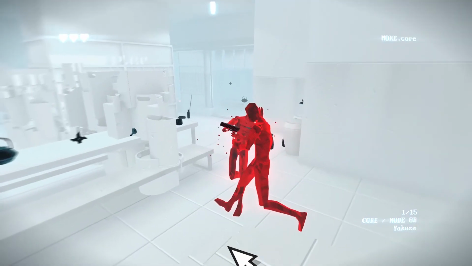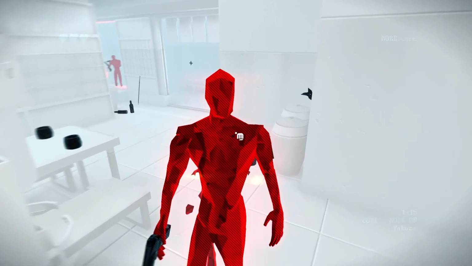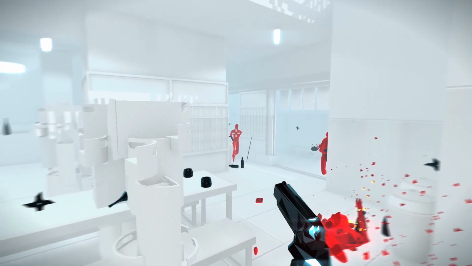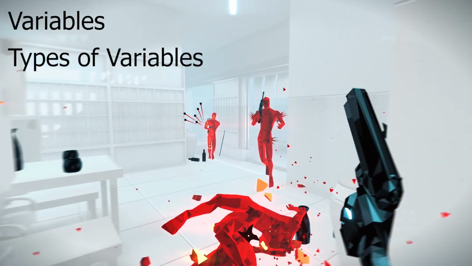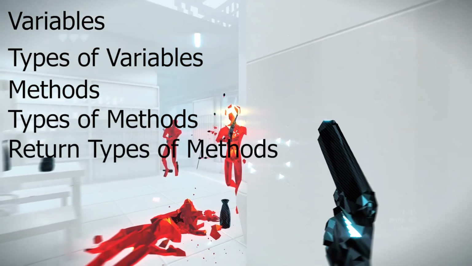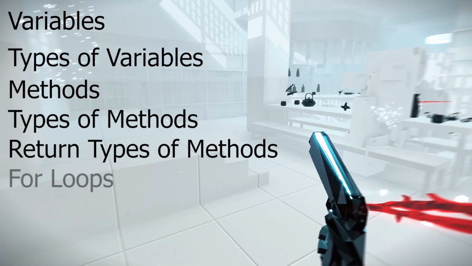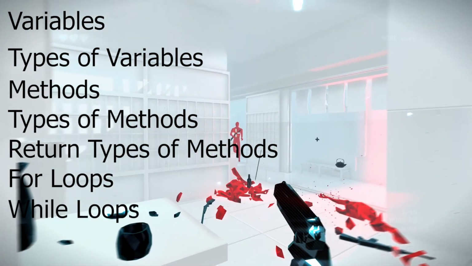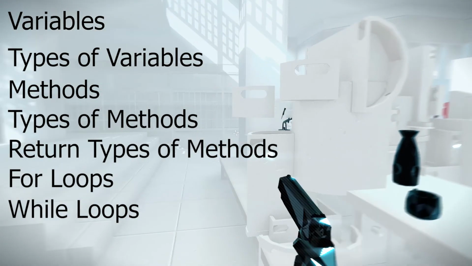Okay, so here's the thing. So far, we have covered basic things in programming. We have covered variables, types of variables, methods, types of methods, and return types for methods. We have covered for loops, while loops, examples of for loops, and arrays.